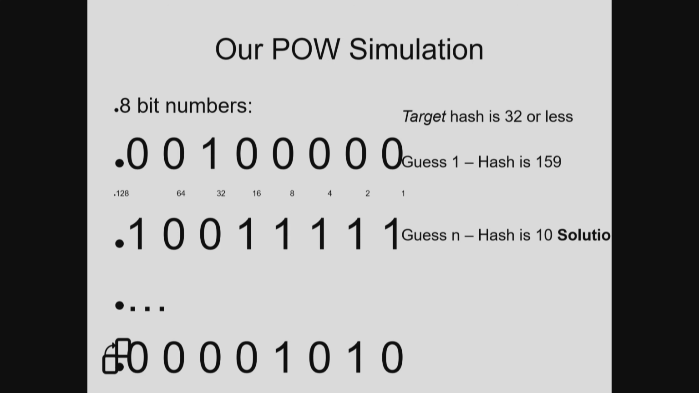So as your board goes through many, many more guesses, we end up with a final solution where we got the required number of leading zeros. So again, this is thinking about this numerically. We have 32 as our target number. So we need to have a final hash output represented in binary that is less than 32. So this hash here is actually 10 represented in binary. 10 is less than 32. So we found a solution to our proof of work problem.